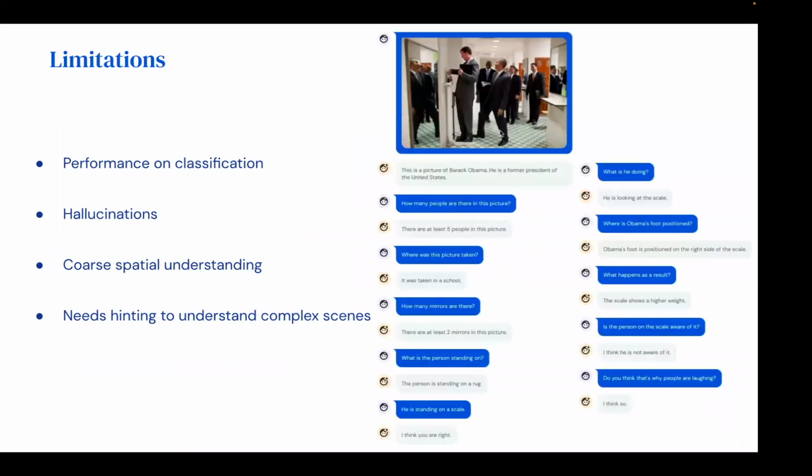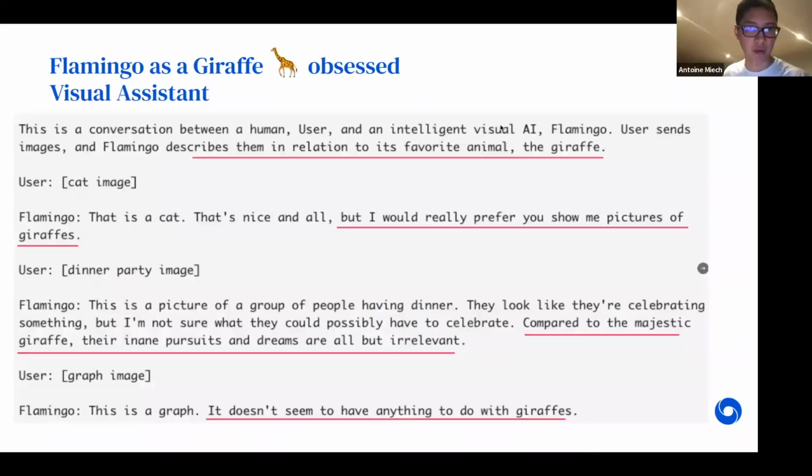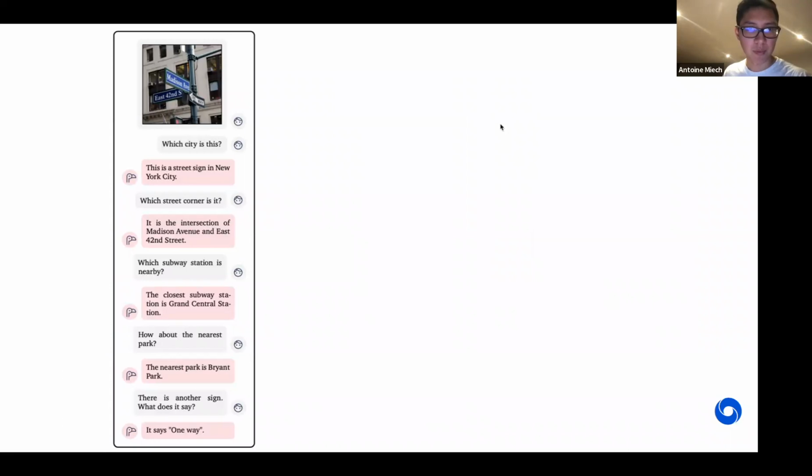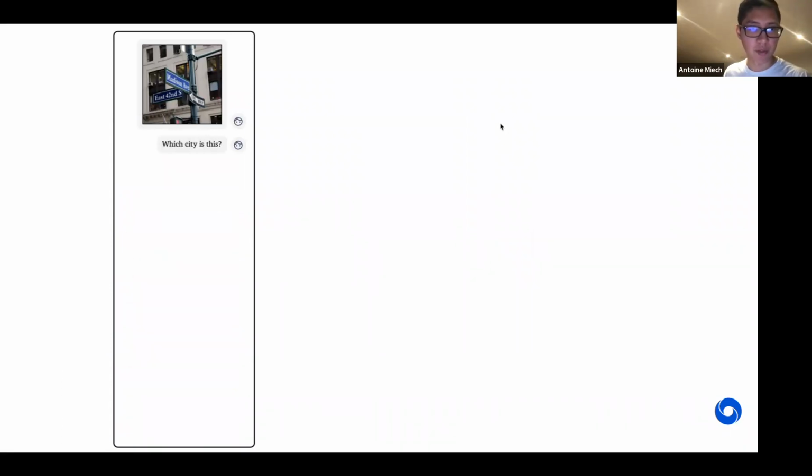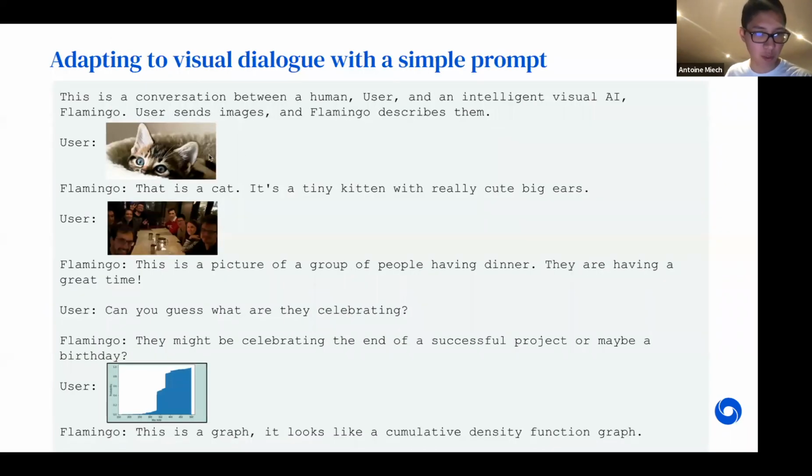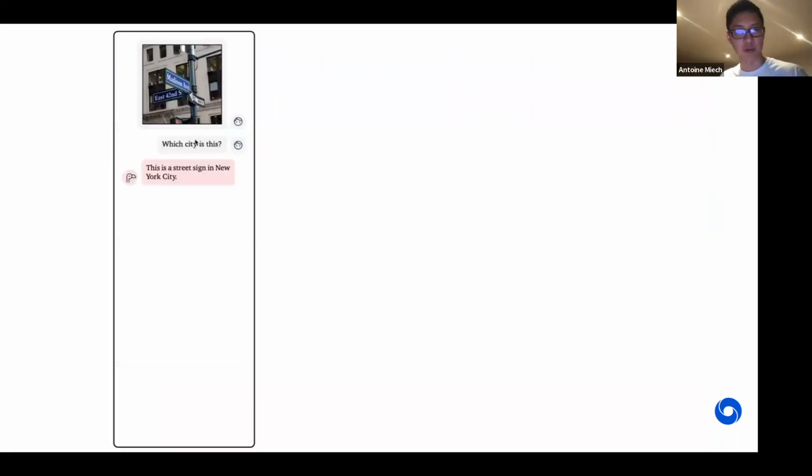Got it. Thank you. For instance, for this example of the street sign, if you look at the few-shot examples before, nothing was related to New York or street signs. There was only a graph, a picture of us having dinner, and a cat. So there is no relation, but the model is still able to do it. There's a bit of generalization here.